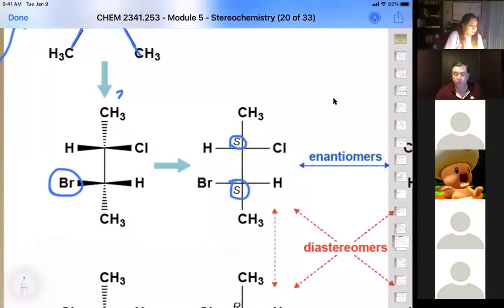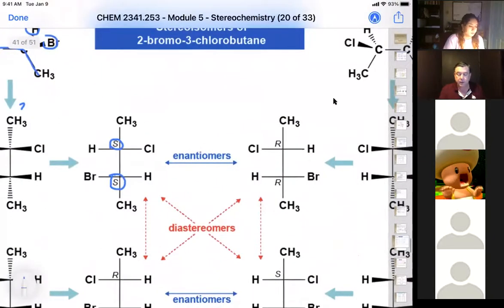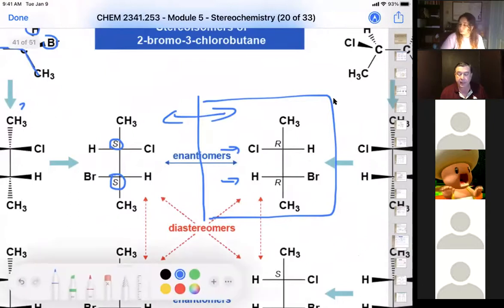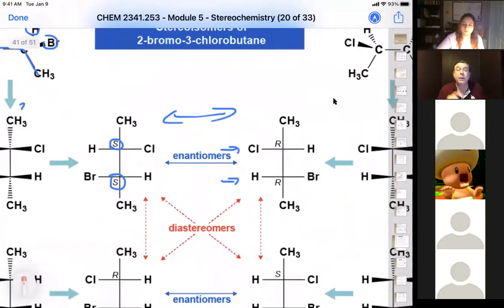Now, all we have to do is draw our mirror plane, and we draw our mirror image, and we get our enantiomer right here. So these two are enantiomers to each other because they're mirror images and non-superimposable. We know they're non-superimposable because one of the stereocenters has a chlorine on it, one of them has a bromine on it, and so there's no way they can be mixed in space.